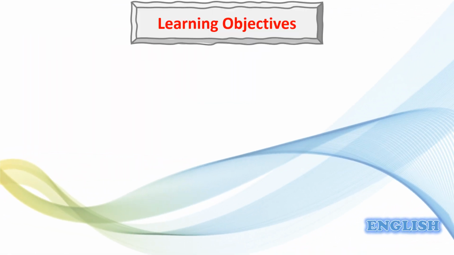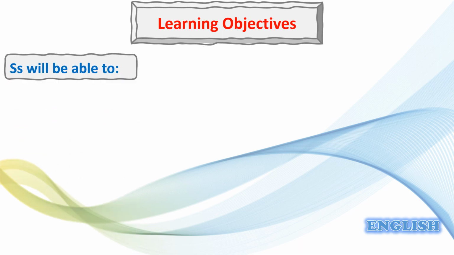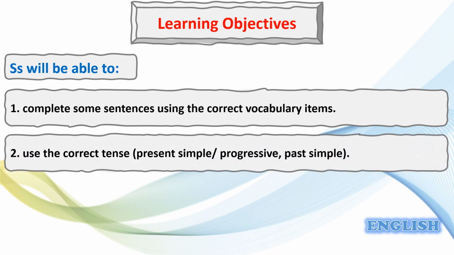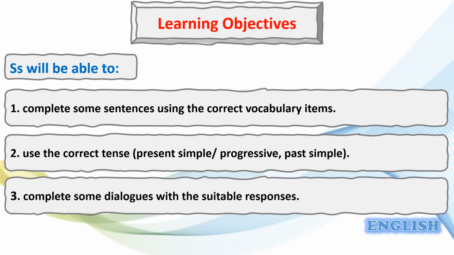As usual, let's start by going over the learning objectives which we are going to achieve for today. By the end of this lesson, students will be able to: first, complete some sentences using the correct vocabulary items. Then, use the correct tense: present simple, present progressive, past simple. And after that, we are going to complete some dialogues with suitable responses.